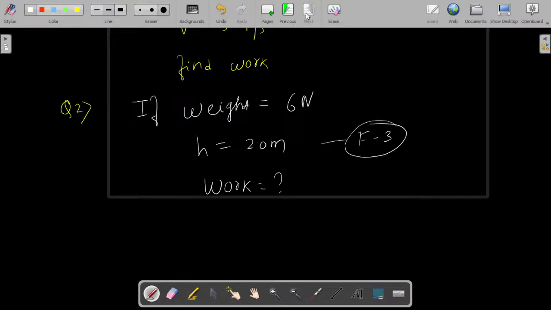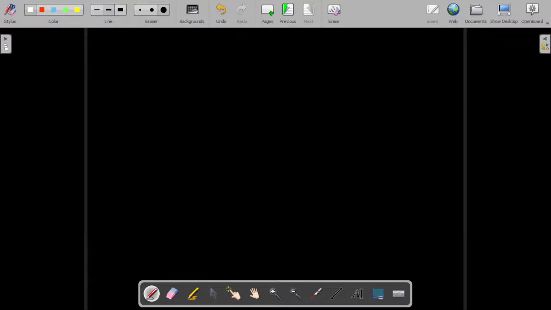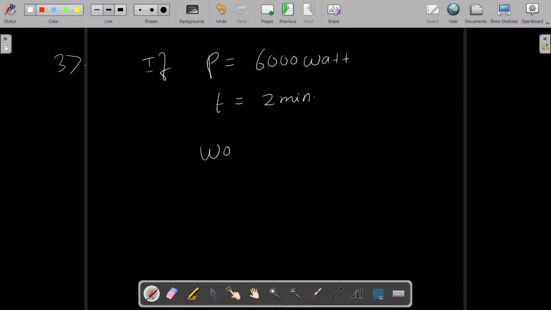Next question, write down. Question number 3. If power is equal to 6000 watt, time is equal to 2 minutes, and you have to find work. Then work is equal to power into time, but the time is in minutes, that's why you have to convert into SI unit, that is second. So you multiply here by 60 seconds. Now you solve this question. Last formula, that is formula number 6, you have to use.